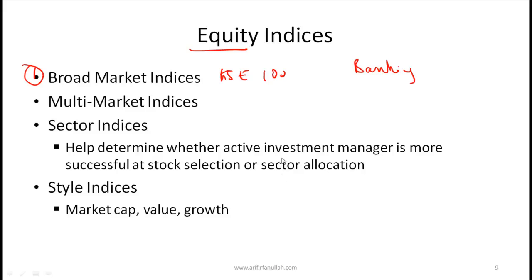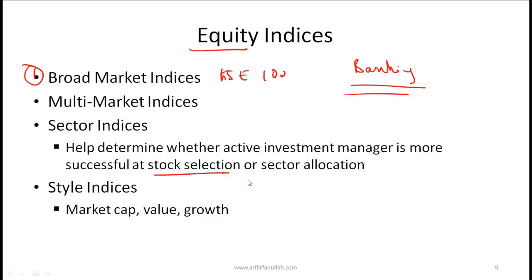So let's say that you have a given investment manager who focuses on investing in the banking sector. How do you determine whether that investment manager is doing a good job of picking stocks in the banking sector? What you can do is simply look at the return on the banking index versus the return of the stock manager who is picking stocks in the banking sector. If the stock manager does better than the index, that means he is successful at stock selection. If not, that means that he is not so good at stock selection.